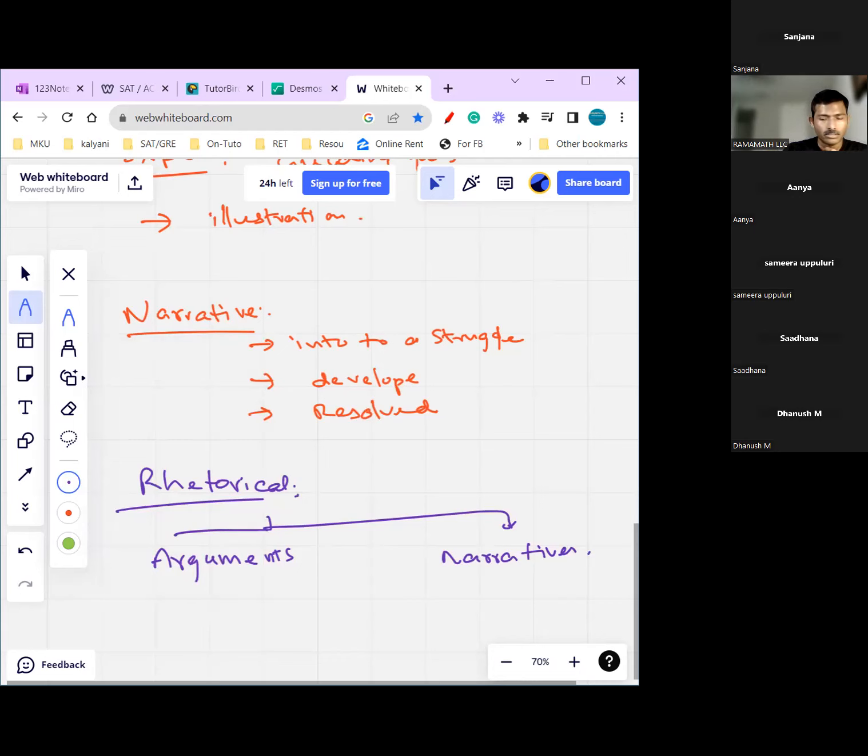Those are the things you see in the narratives or rhetorical passages. So we're basically trying to understand the structure. Whenever a passage is given to you, if you understand the structure, it makes it much easier when you answer the questions. So that's what we're looking at in this case. Now let's see the same passage. I'm going to look at a few questions based on how we take care of the questions. And let's look at it.